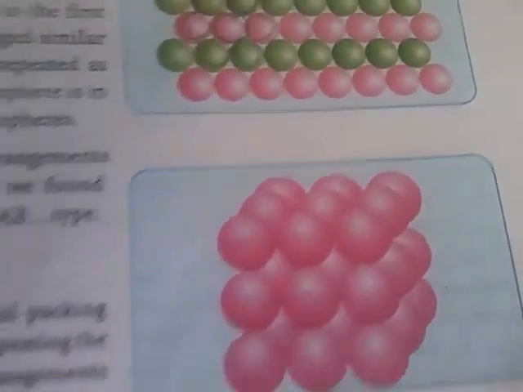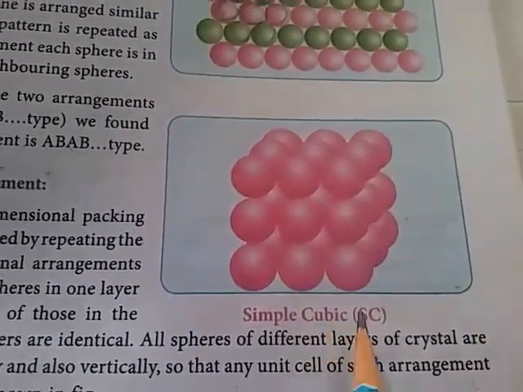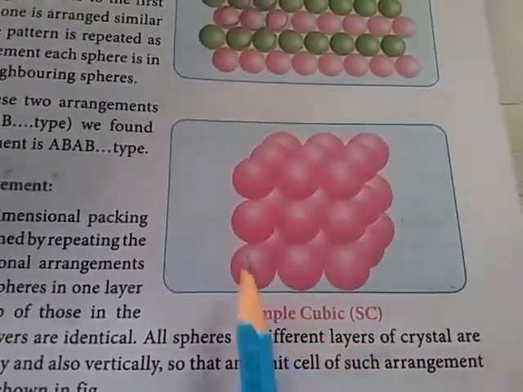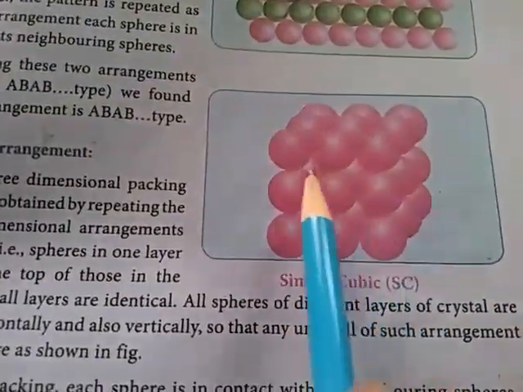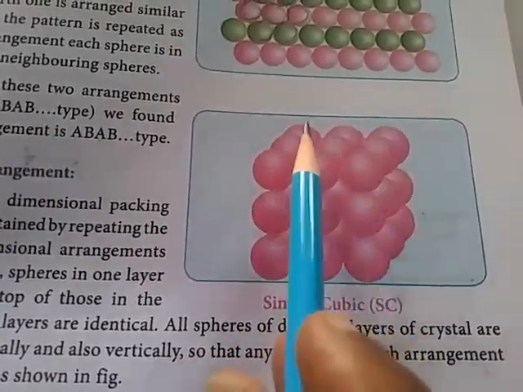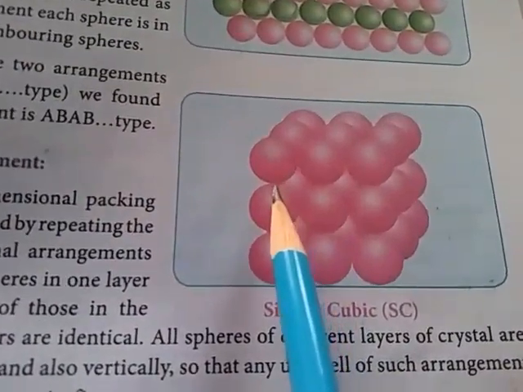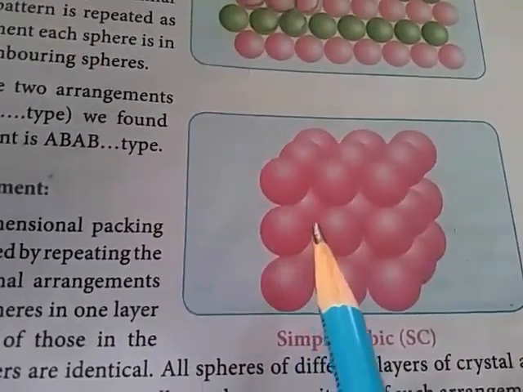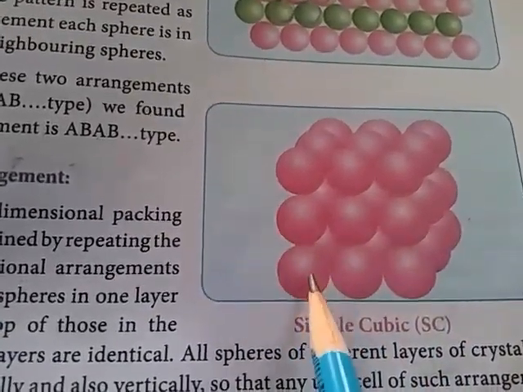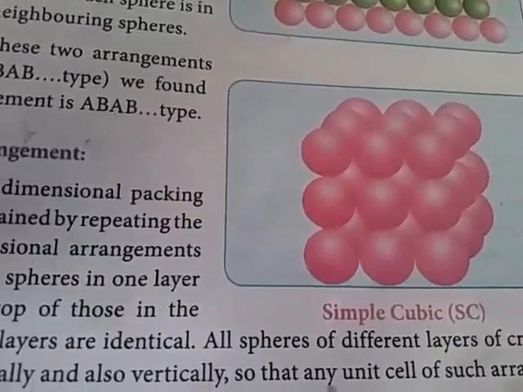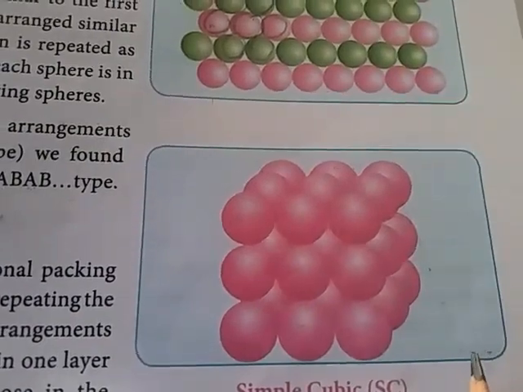Now let us see in a simple cubic cell how the atoms are arranged three-dimensionally. Here one layer is placed, and then a second layer, a third layer. Here the spheres in one layer sit directly on top of those in the previous layer, so that all the layers are identical. So all layers will be starting on the same point. And here all spheres of different layers of the crystal are perfectly aligned horizontally and vertically, and it is shown in this diagram.